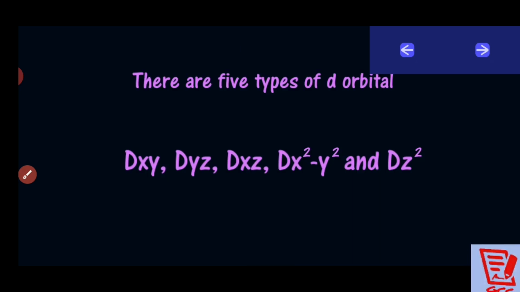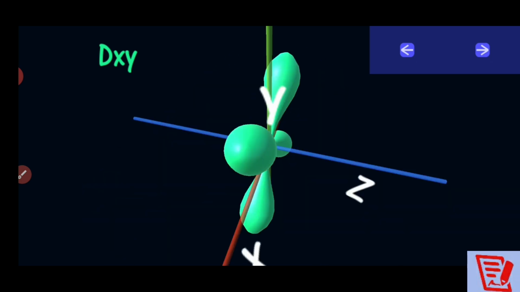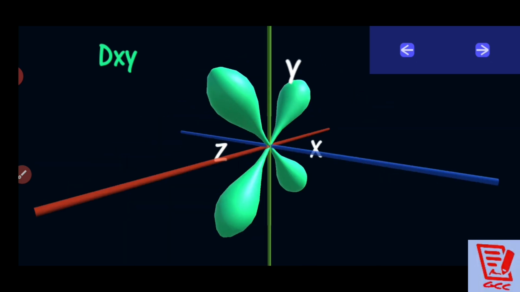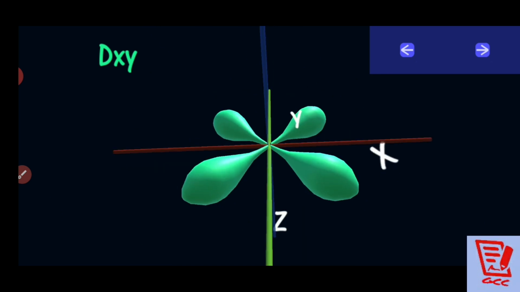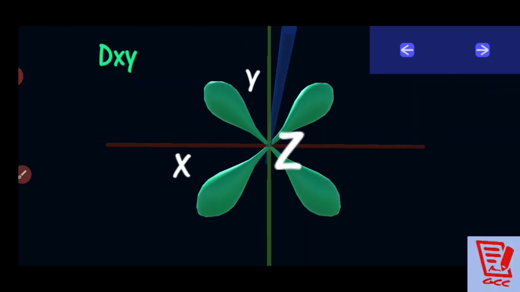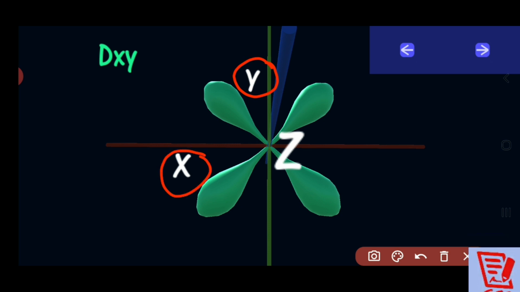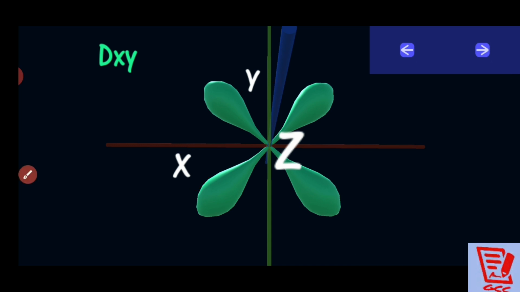Now after that, beta, we are going to study the 5 d orbitals. Now you see very carefully, all of you. See, there are 3 axes, x, y, and z. First of all, we are saying dxy. When it is in the xy plane, then it is called dxy. Now you see the next one.